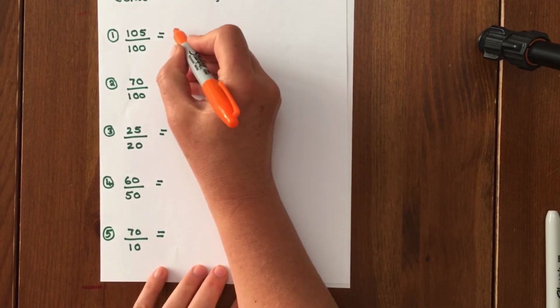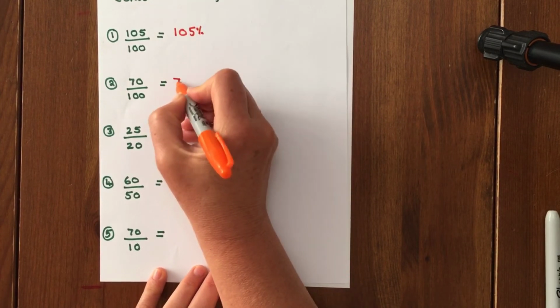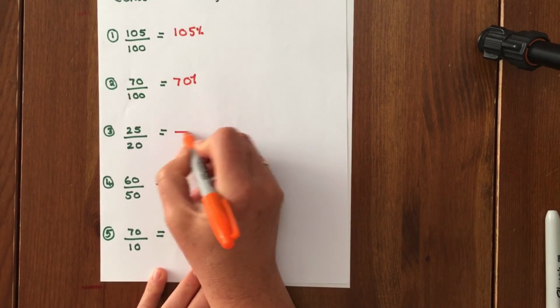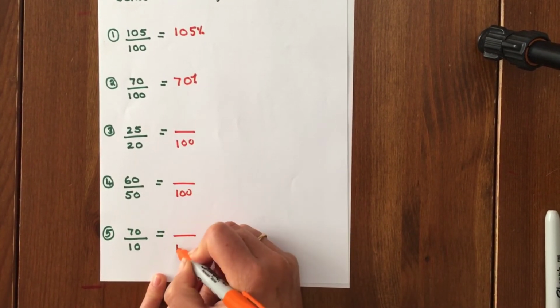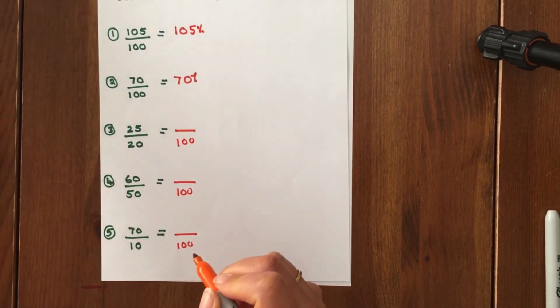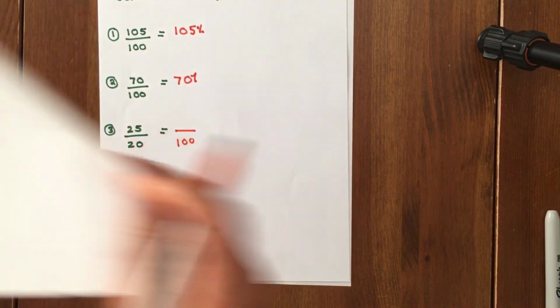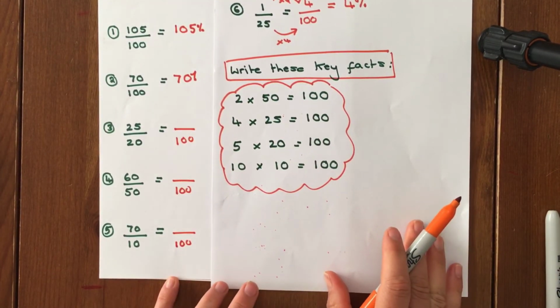Okay, so well done. So the first is 105%. The second is 70% because they're already out of 100. These next three, we have to turn them all to be out of 100 using the key facts that I got you to write down here. Okay, so we're using these key facts.